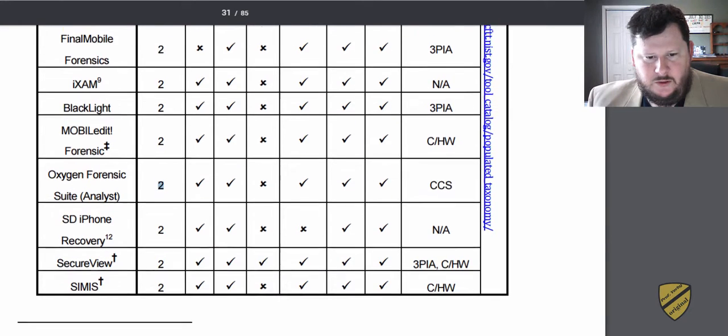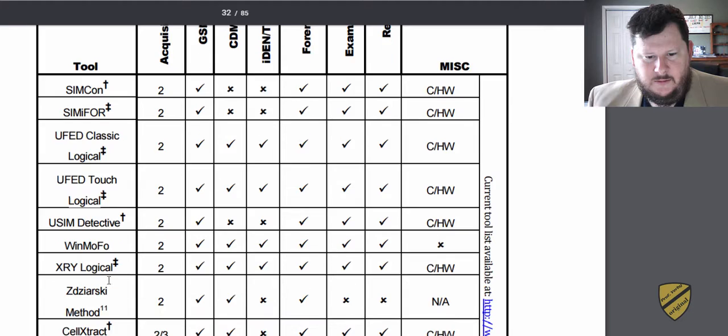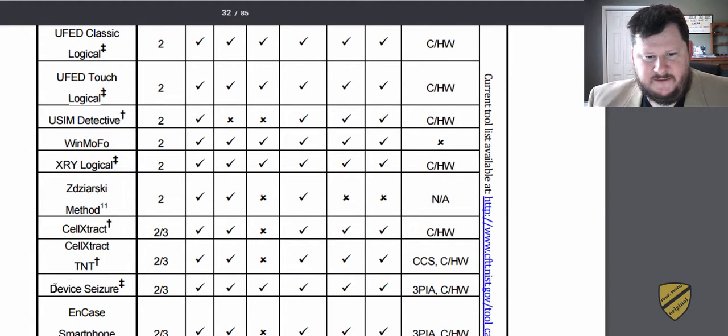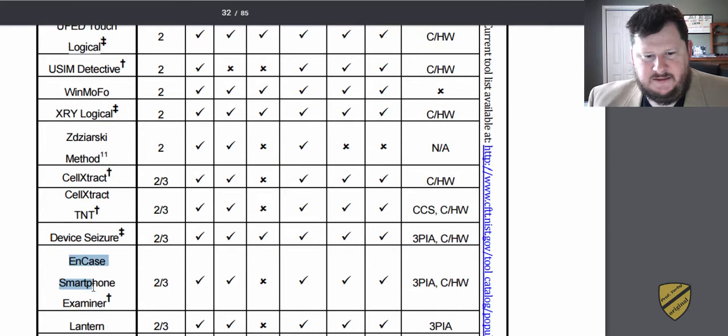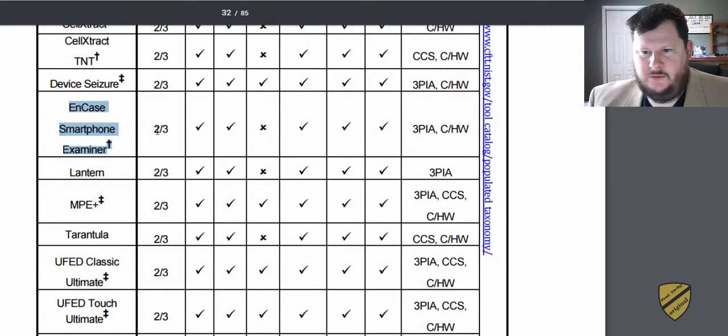This is the logical. I was looking for another one here. Here is the UFED. This is Cellebrite's UFED, right? Device Seizure, so they do 2 and 3. EnCase Smartphone Examiner, which is a plug-in for EnCase Forensics. Right, and so they can do levels 2 and 3.